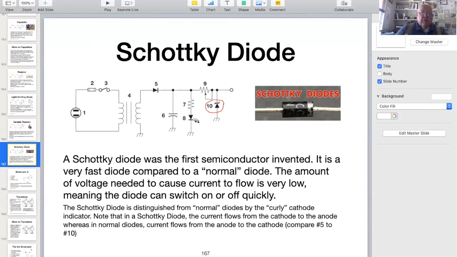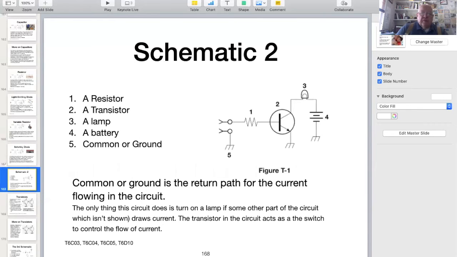And that's all the components there are on schematic number 1. There are 5 components on schematic number 2. This circuit will turn on a lamp if some other part of the circuit, which isn't shown, draws current. Component number 1 is a symbol we've already seen. It's a resistor. In this case, a current limiting resistor to protect the transistor, component number 2, from being suddenly flooded with current.